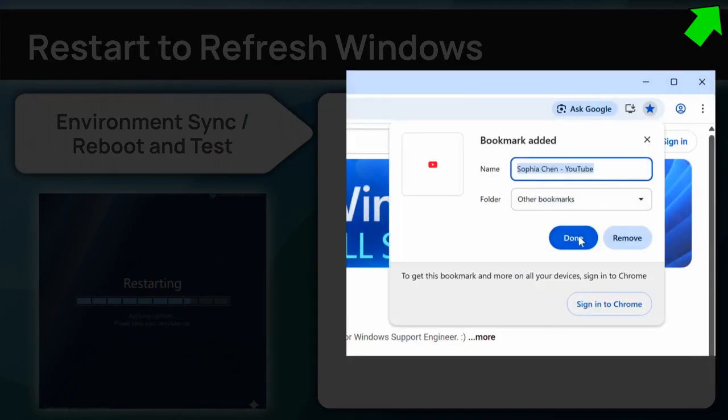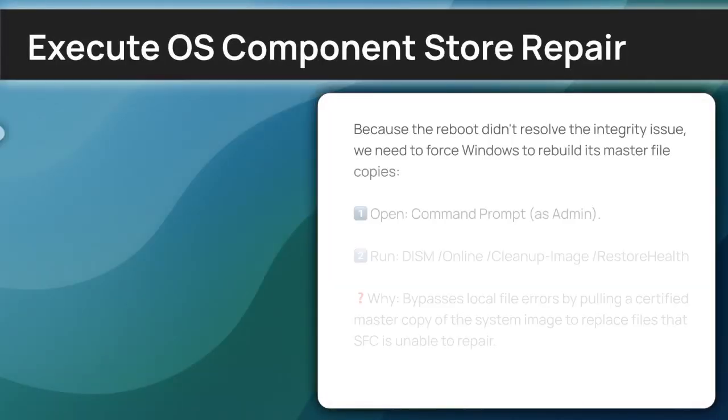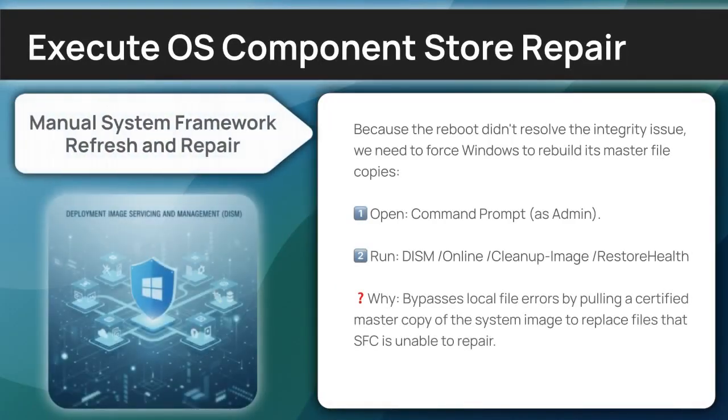With the restart confirmed as ineffective for this instance, let's analyze the registry settings next. If you need to pause the video while navigating the registry editor, feel free. Because the reboot didn't resolve the integrity issue, we need to force Windows to rebuild its master file copies. First, open Command Prompt as admin. Second, you're going to type dism /online /cleanup-image /restorehealth, then hit enter.